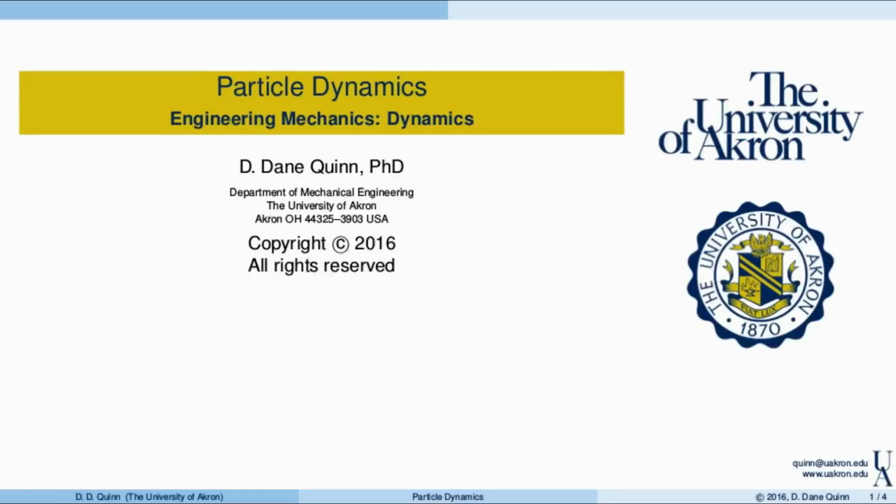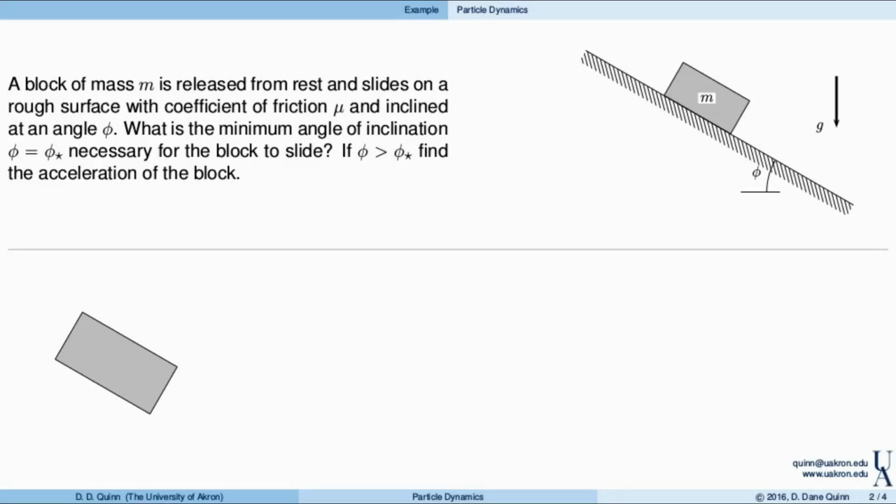Hi, this is Dane Quinn from the University of Akron, and today I'll do an example dealing with particle dynamics. We have a block of mass m that's released from rest, so that the initial velocity is equal to 0, and slides on a rough surface, so there is some coefficient of friction, mu, and the surface is inclined with respect to horizontal at an angle of phi.